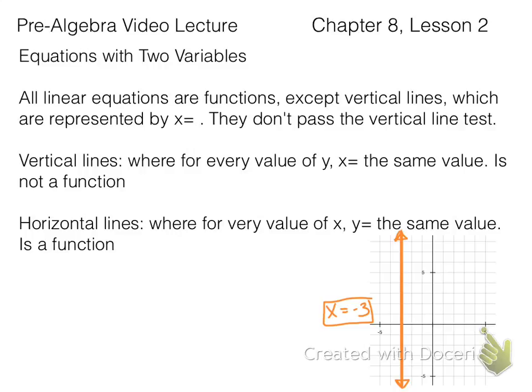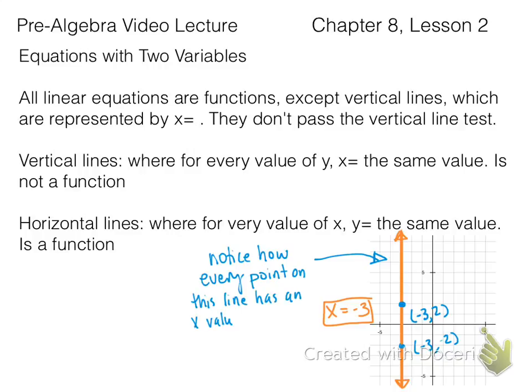So if I look at this vertical line down here at the bottom, this orange one, right there, x equals -3. That's because every point on the line, (-3, 2), (-3, -2), all have the same x value. And if you remember from yesterday's lecture, this means that when you have exactly the same x but different y's, it's not a function, all right? And so, notice how every point on this line has an x value of -3.